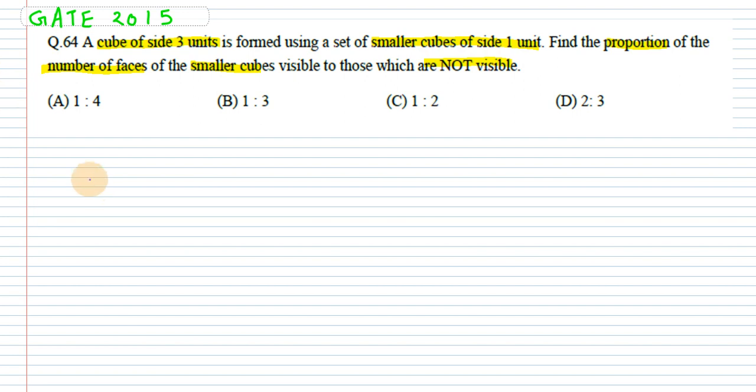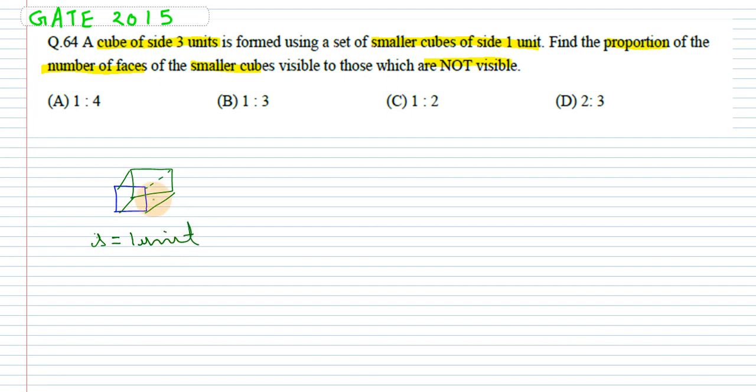Okay, so in this question they have said there is a small cube of side 1 unit. Let the side be small s, because this is basically a small cube. So let's take the side of the small cube to be s, which is 1 unit.